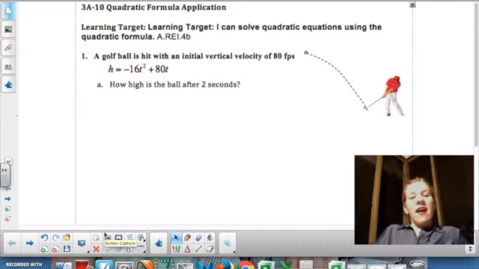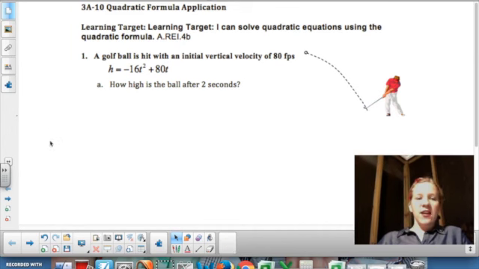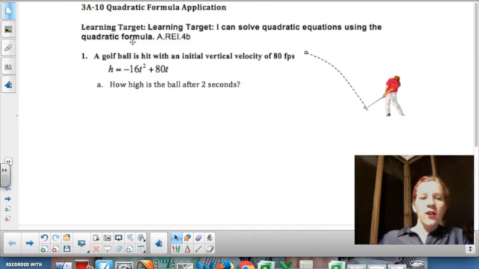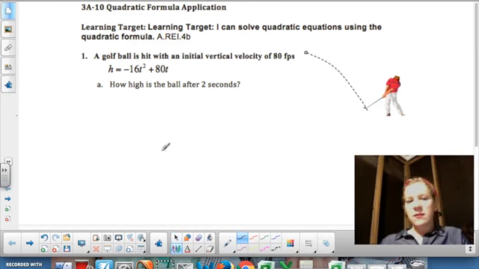Okay guys, one last video for Unit 3A before you take your last mastery check and get ready for the test. So let's go ahead and get to it. We're going to be solving these problems using the quadratic formula, but the setup is going to be very similar to solving any of the other word problems we've done in this unit.